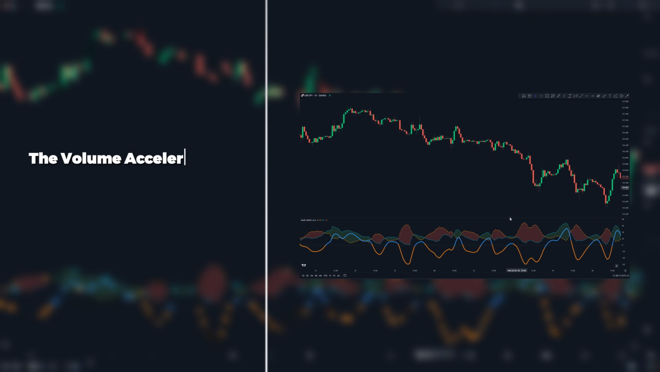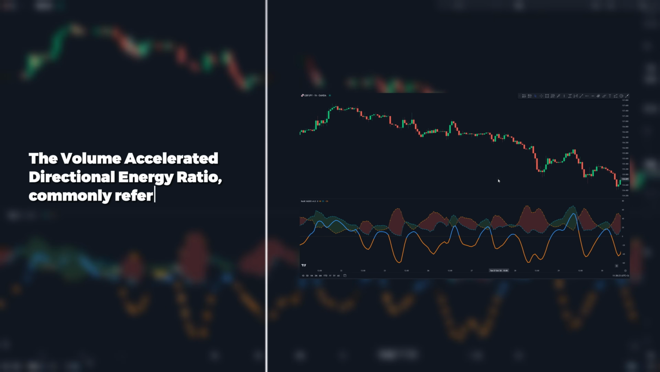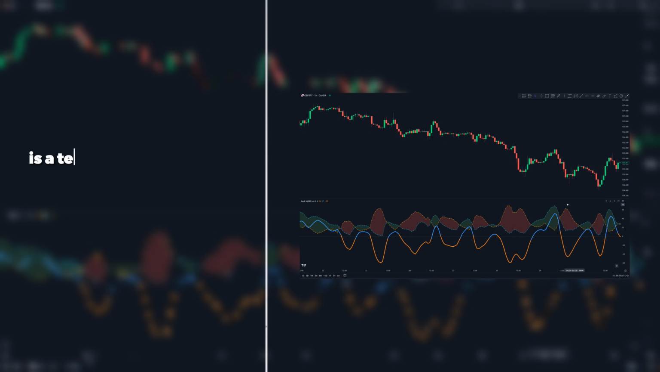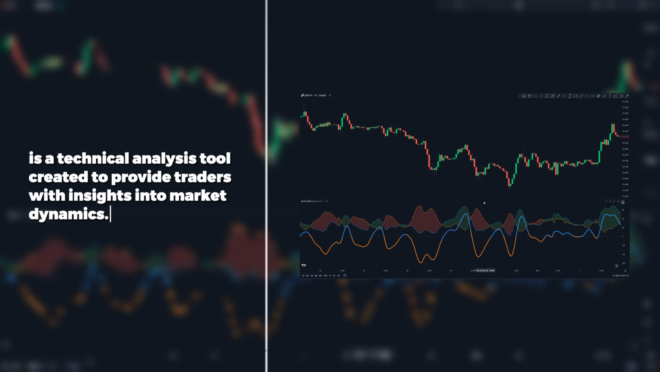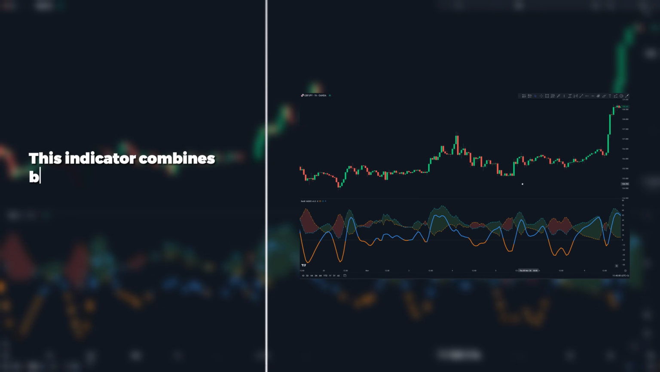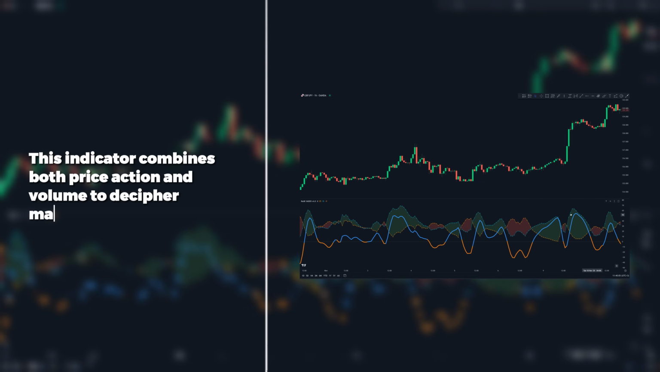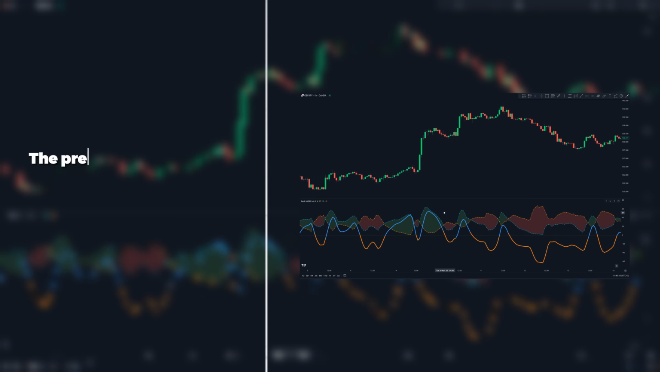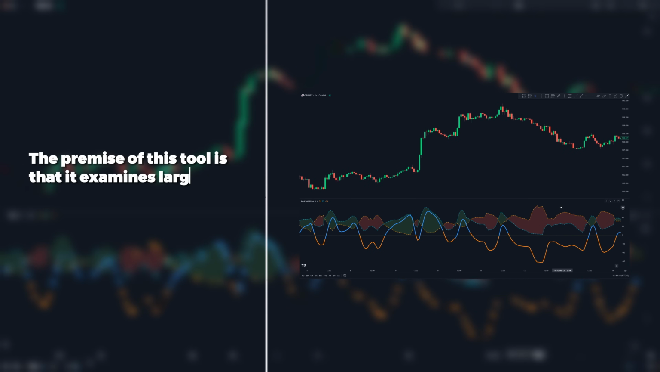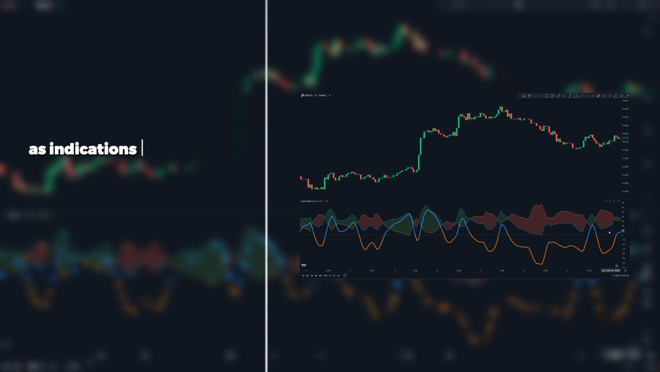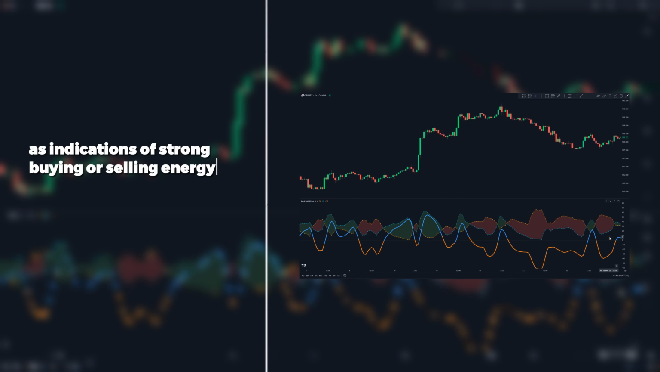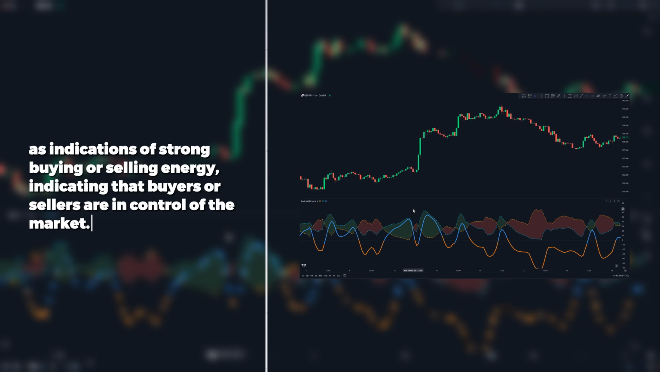The Volume Accelerated Directional Energy Ratio, commonly referred to as VADER, is a technical analysis tool designed to provide traders with insights into market dynamics. This indicator combines both price action and volume to decipher market movements. The premise of this tool is that it examines large price moves associated with significant volume as indications of strong buying or selling energy in the market, indicating that buyers or sellers are in control of the market.